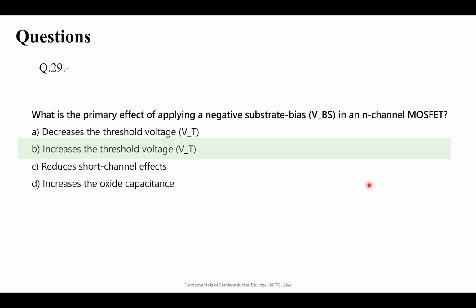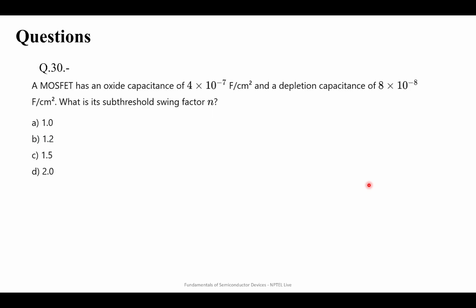So next question. A MOSFET has an oxide capacitance of 4 into 10 to the minus 7 farad per centimeter square and a depletion capacitance of 8 into 10 to the minus 8 farad per centimeter square. What is its subthreshold swing factor N? 1.0, 1.2, 1.5, 2.0.